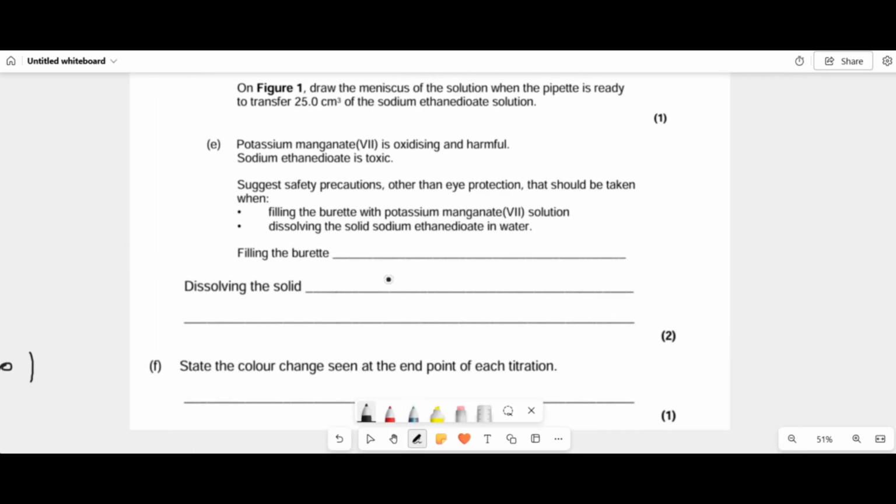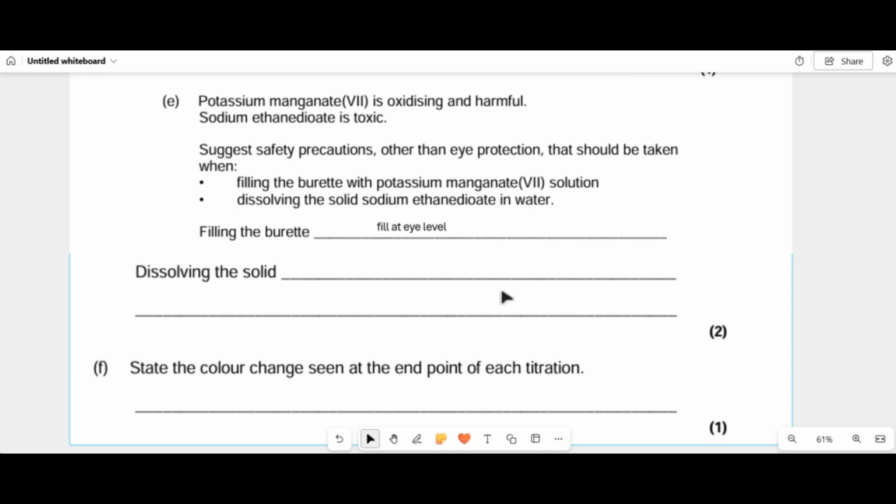Alright, part E. Potassium manganate is oxidising and harmful. When filling the burette, you need to fill it below eye level. This is a common question, because if you fill it at or above eye level, it could spill into your eye and you could go permanently blind. You get me?